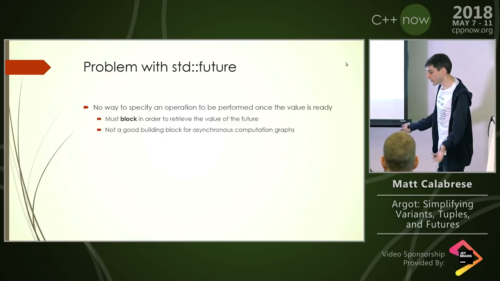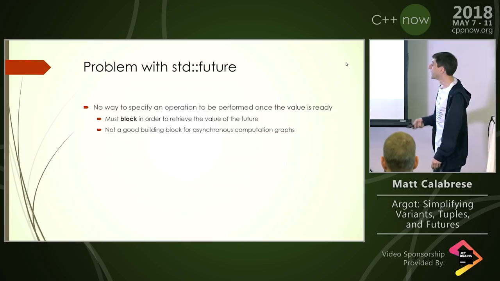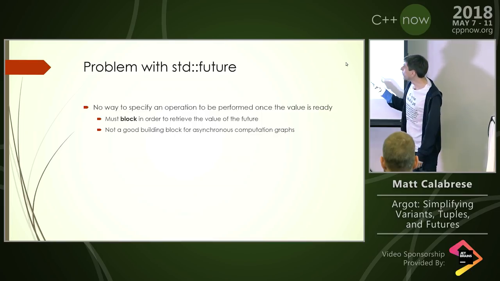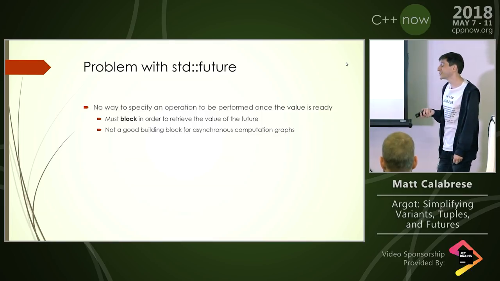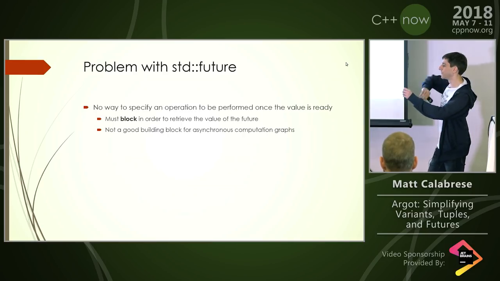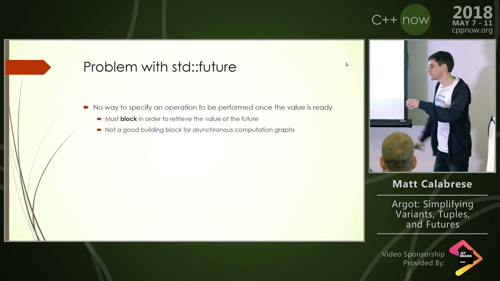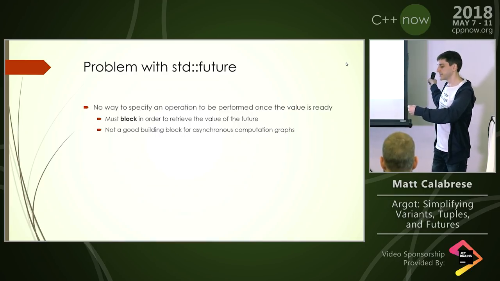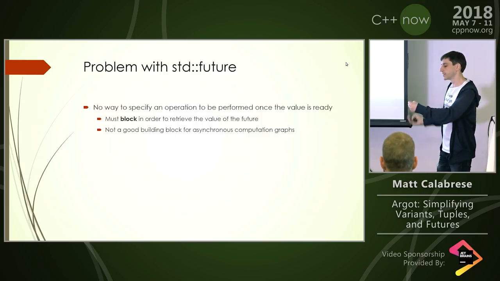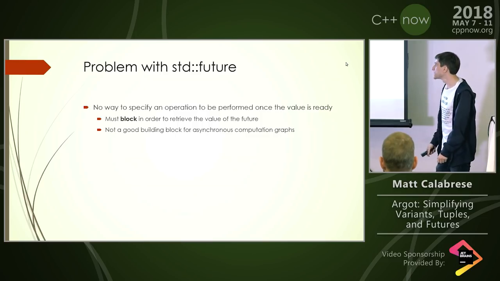So there are other problems with std future itself. In C++17, not counting the concurrency TS, the only way to access the underlying value of a future is to call this .get function, which is a blocking operation in the thread that you're in. So if your operation's running off in some separate thread and you call get here, it's going to completely block until this is done. So this thread's not going to make any progress. And then finally, you get back the answer.